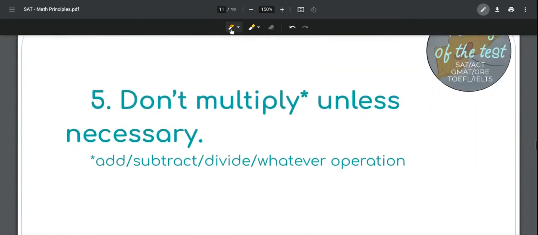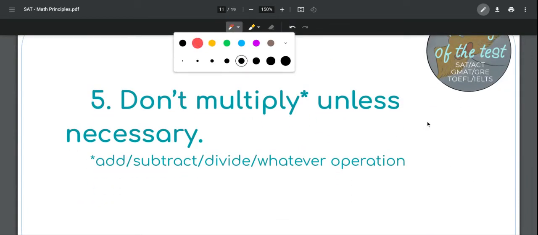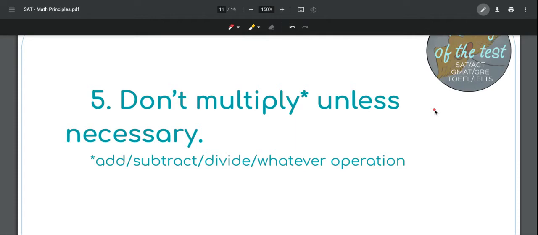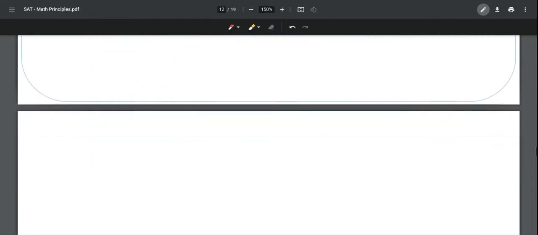Okay, the fifth principle: do not multiply unless necessary. And it's actually not just not multiply, but just don't add, don't subtract, don't divide, or don't do whatever operation you're set up to do before you actually see whether you have to do it or not. Okay, this is very important. And again, this pretty much goes with the factorizing and simplifying thing.